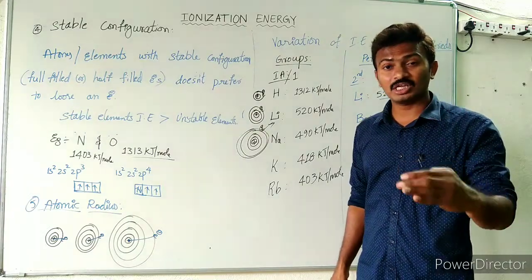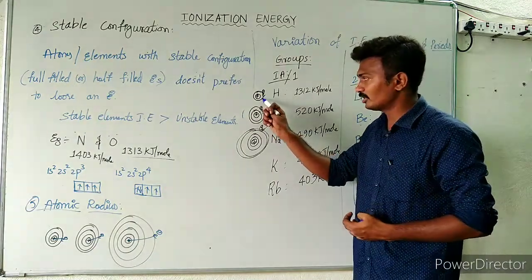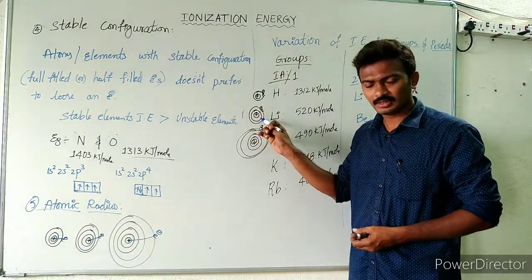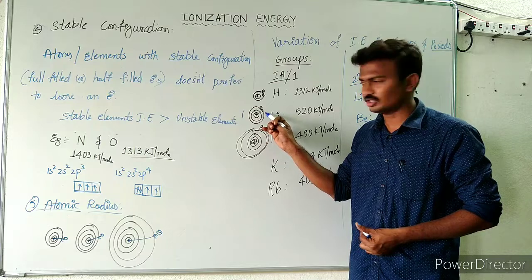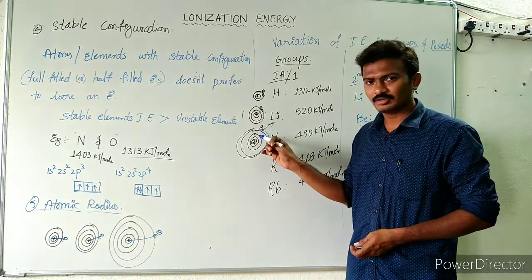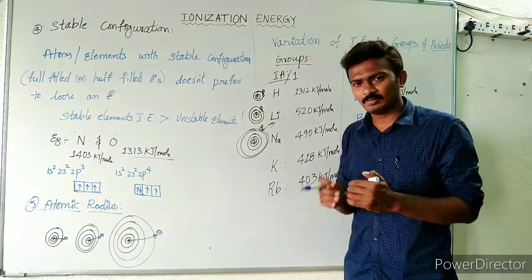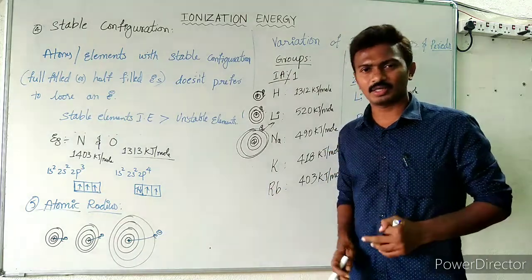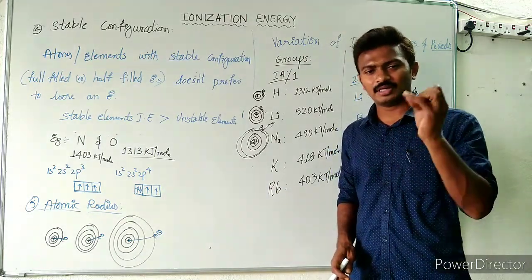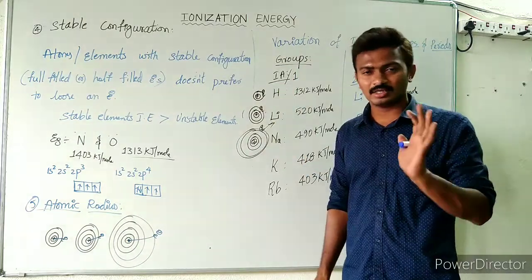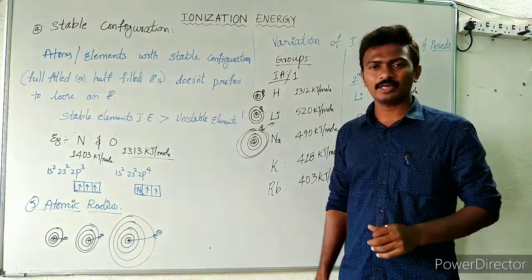So we can conclude that in a group from top to bottom, due to the increased atomic radius and due to the increased shielding effect also. Here, in this case, there is no shielding effect. But as you move to lithium, there is one shell which is shielding the outermost shell, and here there are two shells. So as you move from top to bottom, the shell number increases, meaning the shielding effect is going to increase. Due to the increased shielding effect and due to the increased atomic radius, the ionization energy is going to decrease from top to bottom in a group.